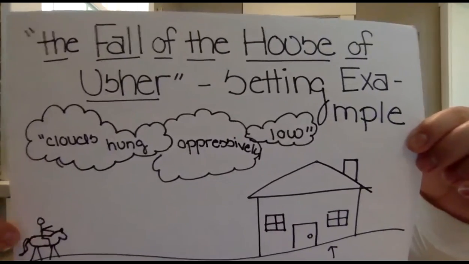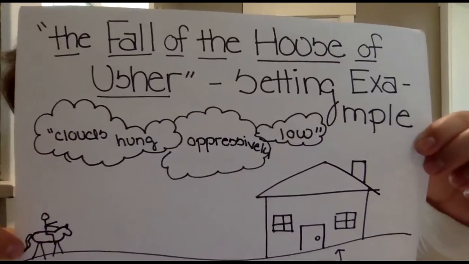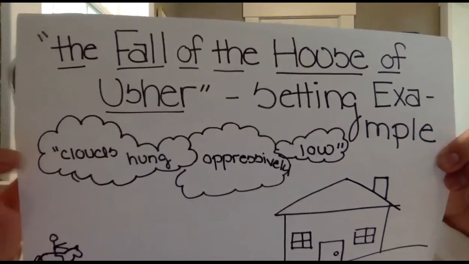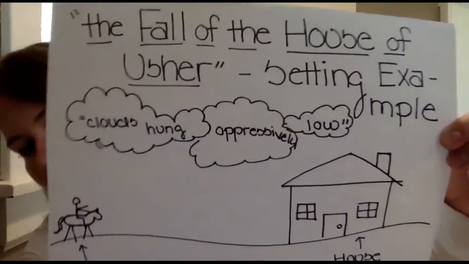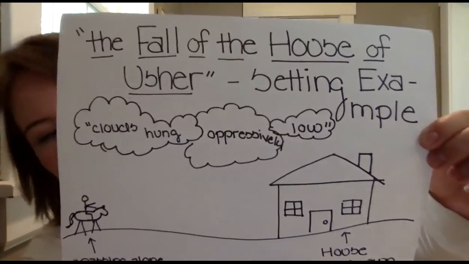So I've got the narrator riding his horse. That is something that's mentioned. I've got the clouds that hung overhead. And I've got the house itself, which is a big part of the story. So before I continue showing this to you, I actually want to show you where I found these things in the story. They're at the very beginning.